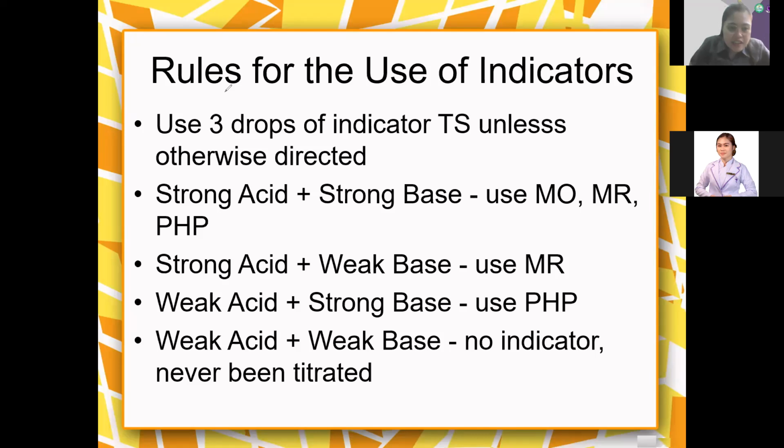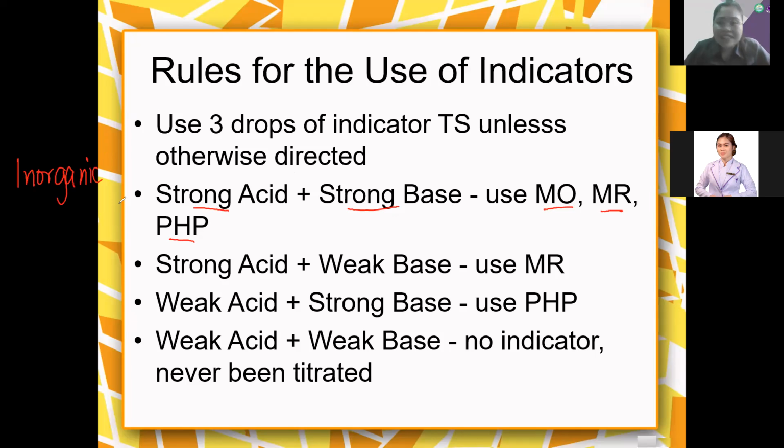If you titrate a strong acid with a strong base, either you use methyl orange, methyl red, or phenolphthalein. So, most of the time, our strong acids and strong bases, yung mga inorganic acids and bases yan sila. Which means, yung mga acids and bases na walang carbon in their chemical formula. So like hydrochloric acid, sulfuric acid, nitric acid, di ba wala yan silang carbon?